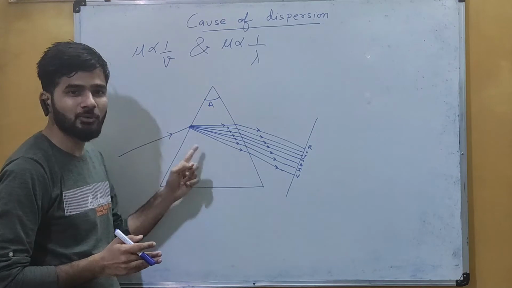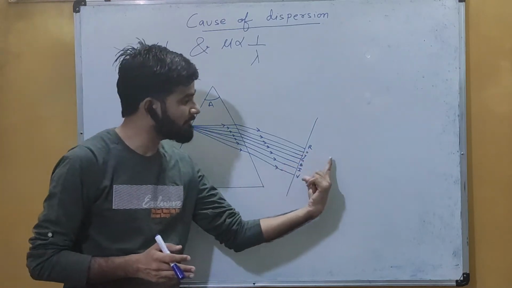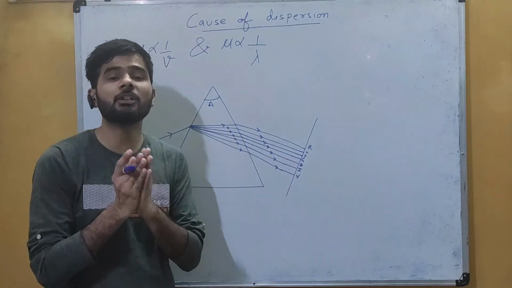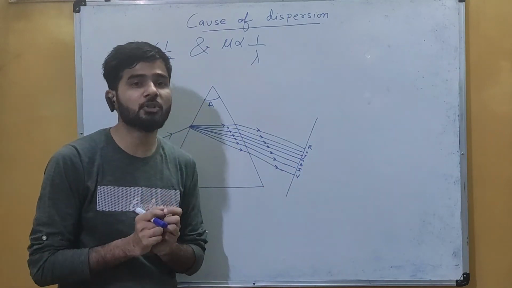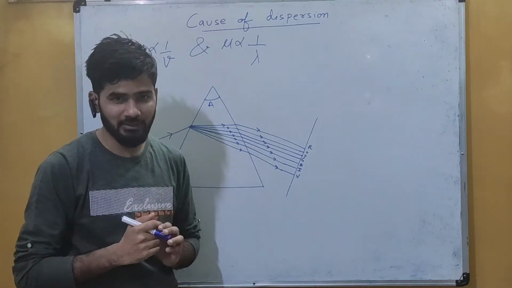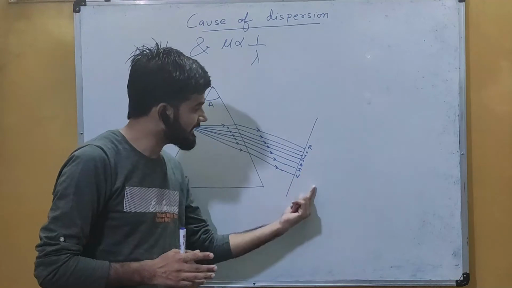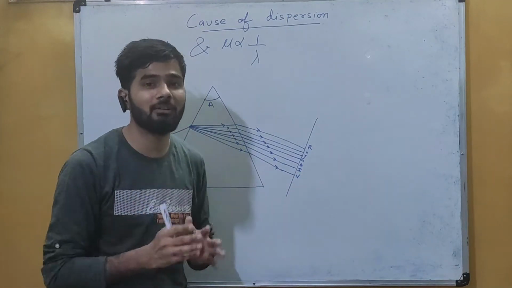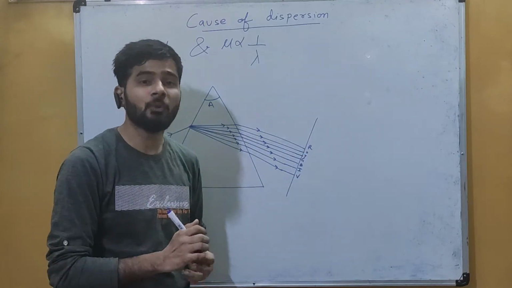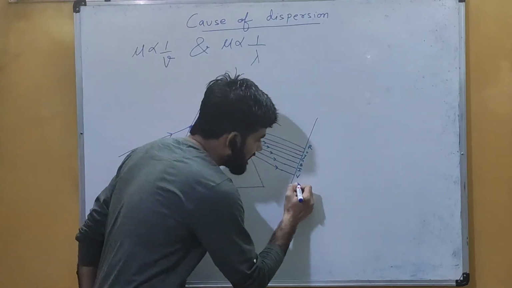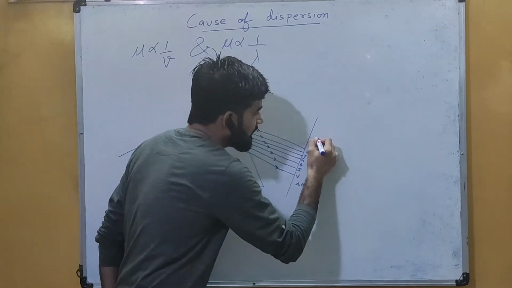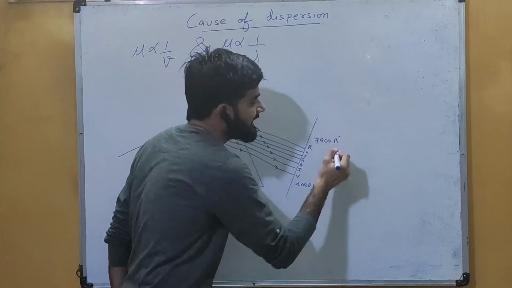When a white light passes through it, it splits into 7 colors and we get a visible spectrum on the screen. Okay, now here we have seen the composition of white light. What is the composition of white light? It consists of all the different colors having different wavelengths and frequencies. And each and every color has a different wavelength. This violet color has a wavelength of 4000 angstrom, and red color has a wavelength of 7900 angstrom.